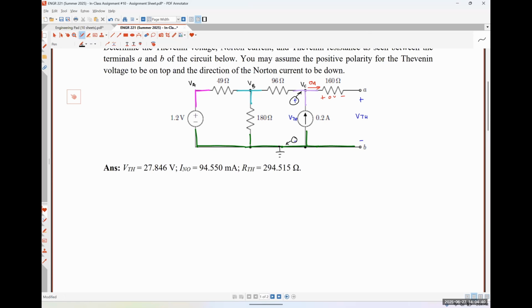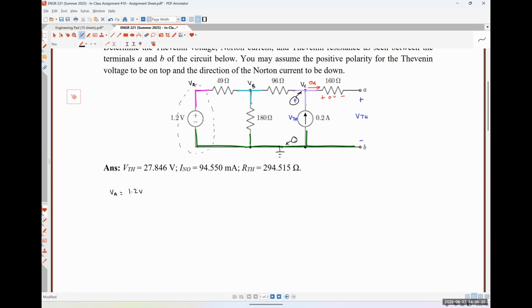So we have a supernode here around this 1.2 volt source. Our supernode is going to give us a voltage relationship equation that is simply VA is equal to 1.2 volts. Because this supernode contains ground, we will not write a KCL equation for this supernode. And so now we're on to the next step where we just write our KCL equation at all remaining non-reference nodes, which in this case would be node B and node C.